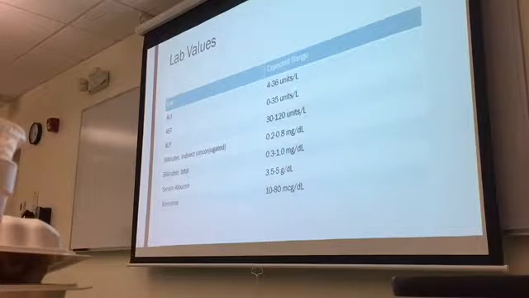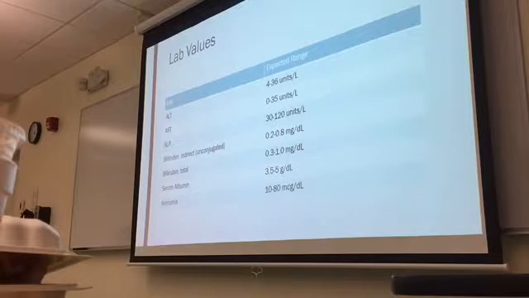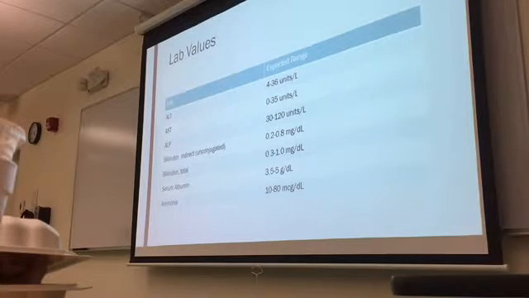Some other labs that are not on this chart that I'd like you to jot down would be your coagulation labs. So that would be your PT, prothrombin time, your PTT, which is your partial thromboplastin time, INR, and your platelets.